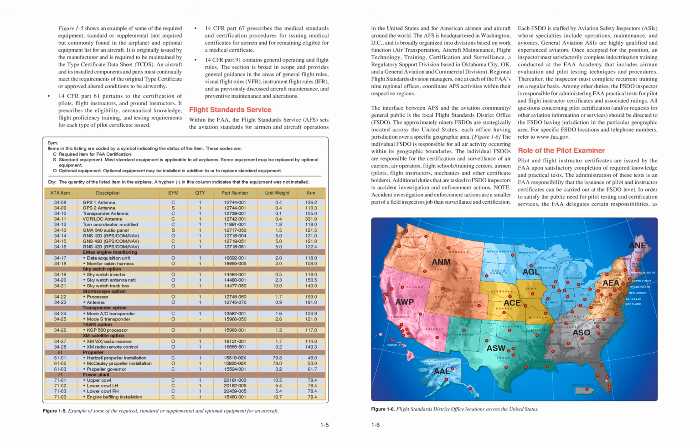Figure 1-5 shows an example of some of the required equipment, standard or supplemental, not required but commonly found in the airplane, an optional equipment list for an aircraft. It is originally issued by the manufacturer and is required to be maintained by the Type Certificate Data Sheet, TCDS. An aircraft and its installed components and parts must continually meet the requirements of the original type certificate or approved altered conditions to be airworthy.